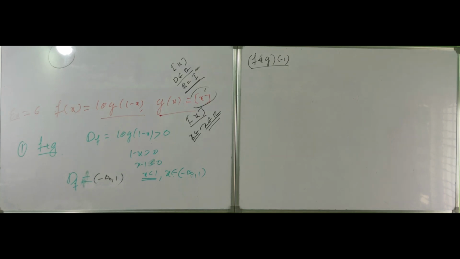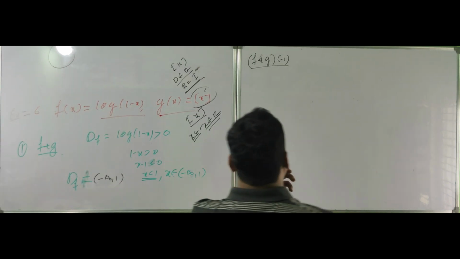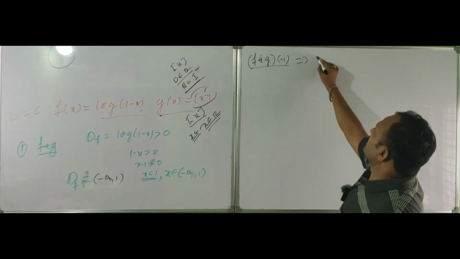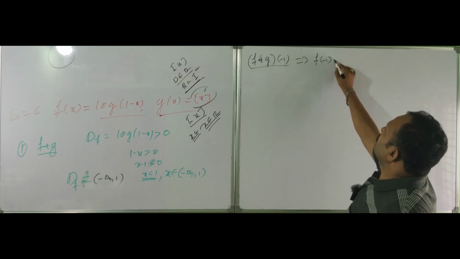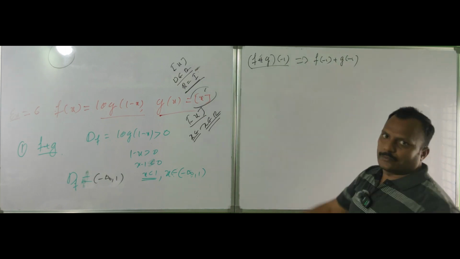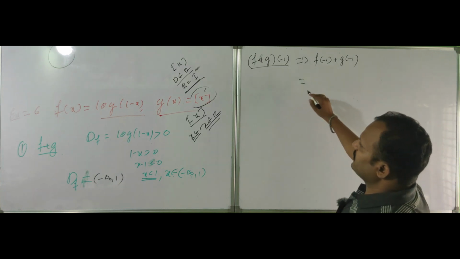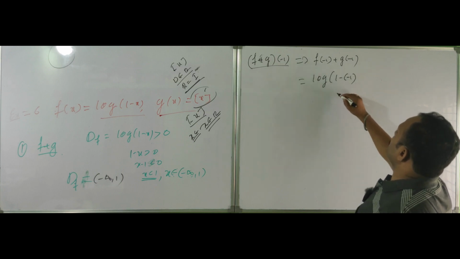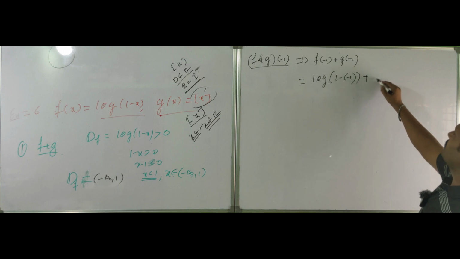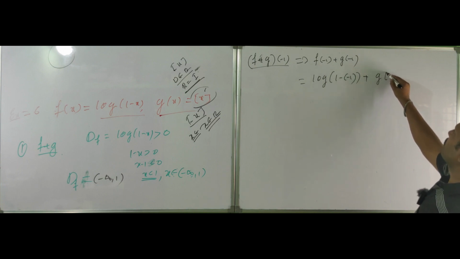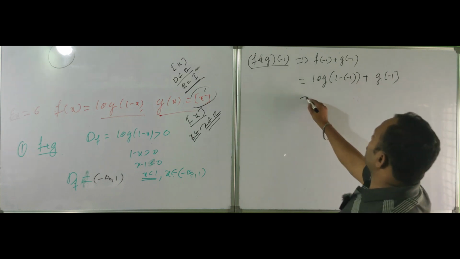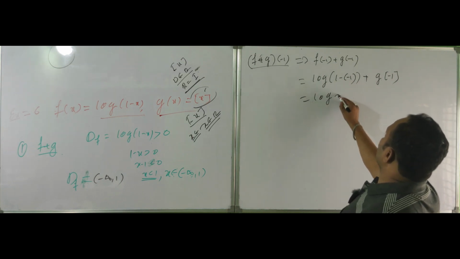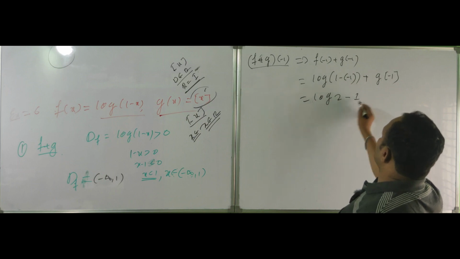Okay sir, next is f plus g at minus 1. This you can write as f of minus 1 plus g of minus 1, just putting the value of minus 1. What is f of x? It is log of 1 minus x, so with minus 1 plus g of minus 1, this becomes log of 1 plus 1, which is log 2, and g is the integer function, so this becomes 1. So this is the answer.